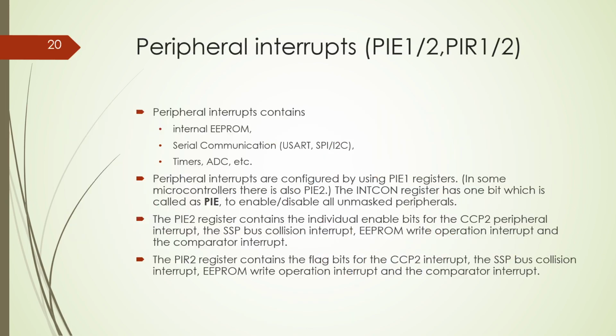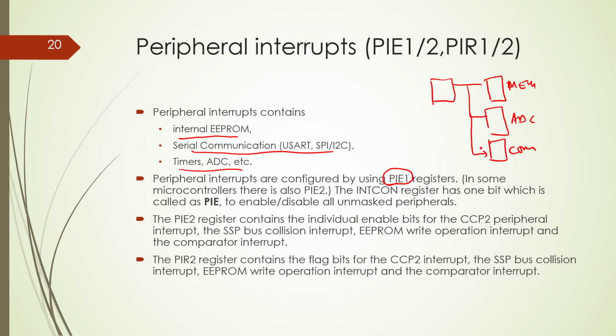Right, next. Okay, peripheral interrupts. If you were to use internal peripherals, for example, EEPROM, serial communication, timer, ADC, and so on, peripheral interrupts are configured by using the PIE1 register. These are all peripherals. What it means by peripherals, you remember you have a microcontroller, and then you have RAM, ROM, memory, and then you have ADC, and then you have COM. Okay, these are all peripherals. So if you were to enable EEPROM, ADC interrupt, or communication port interrupts, you can use this PIE1 register.